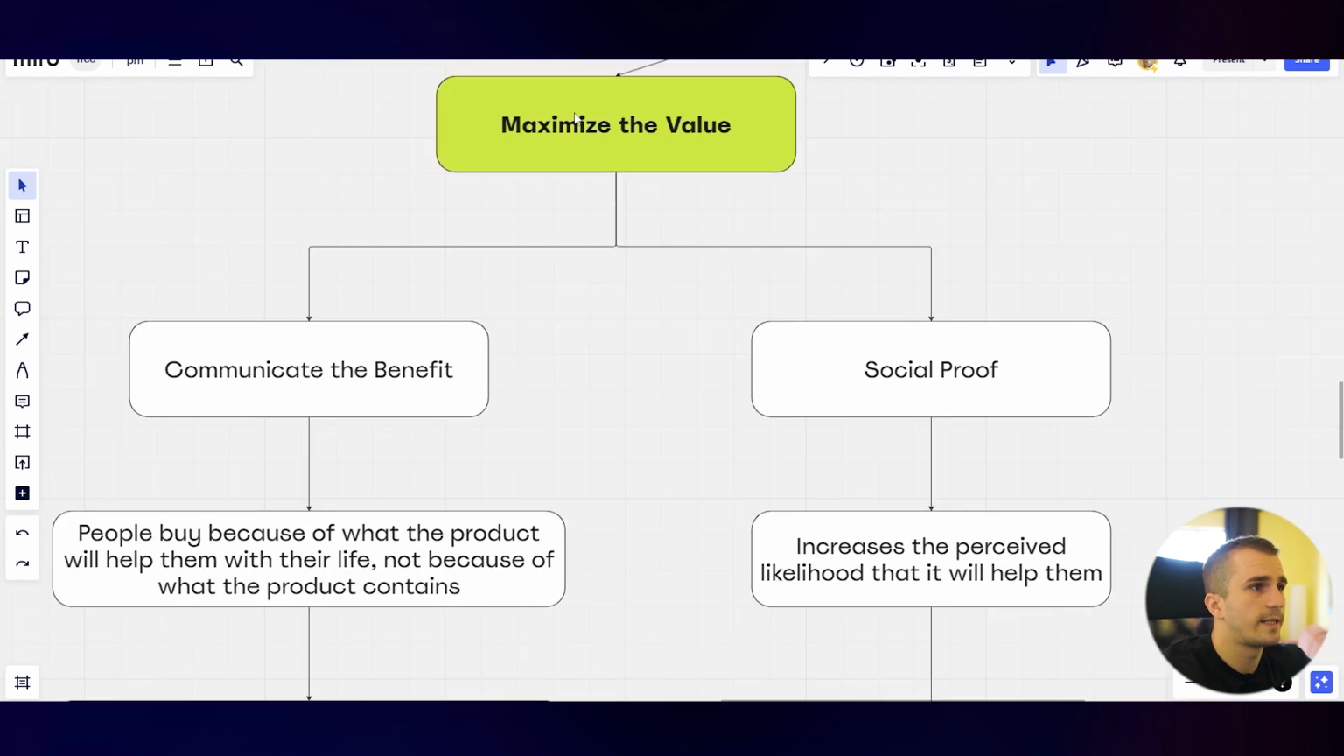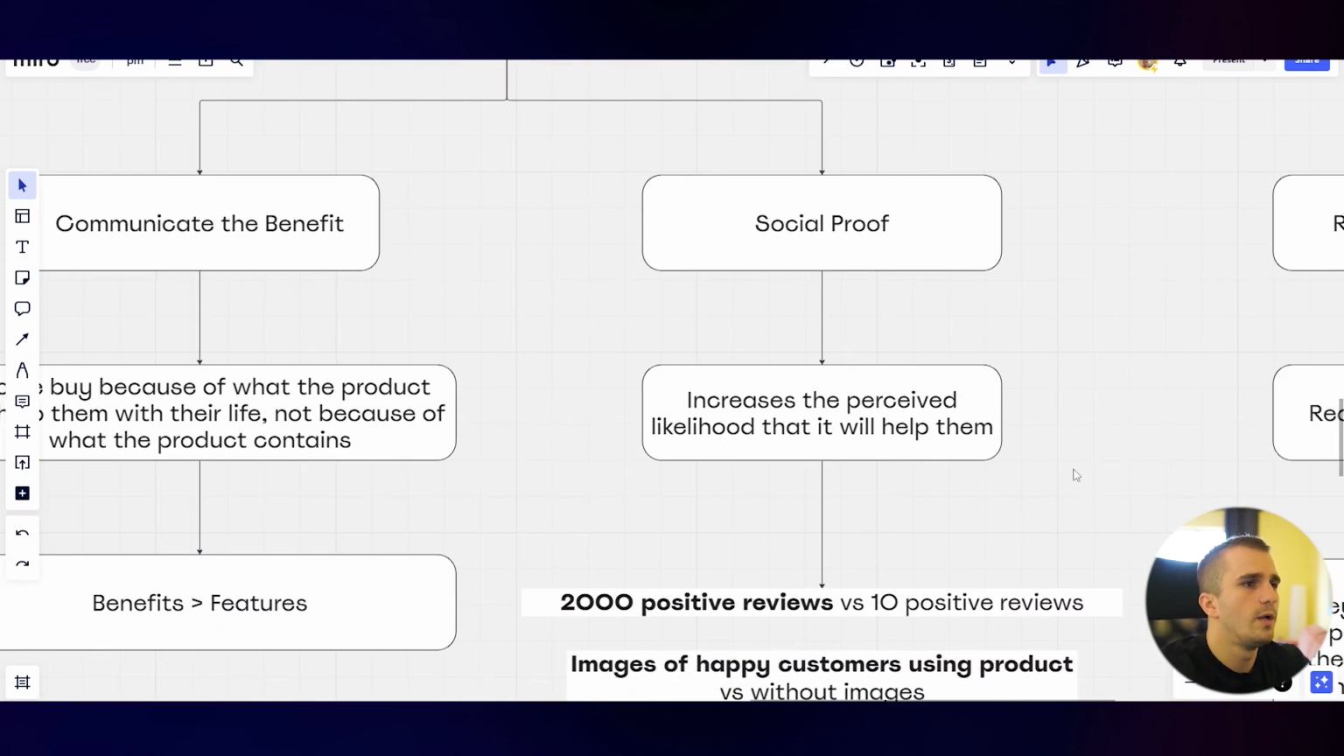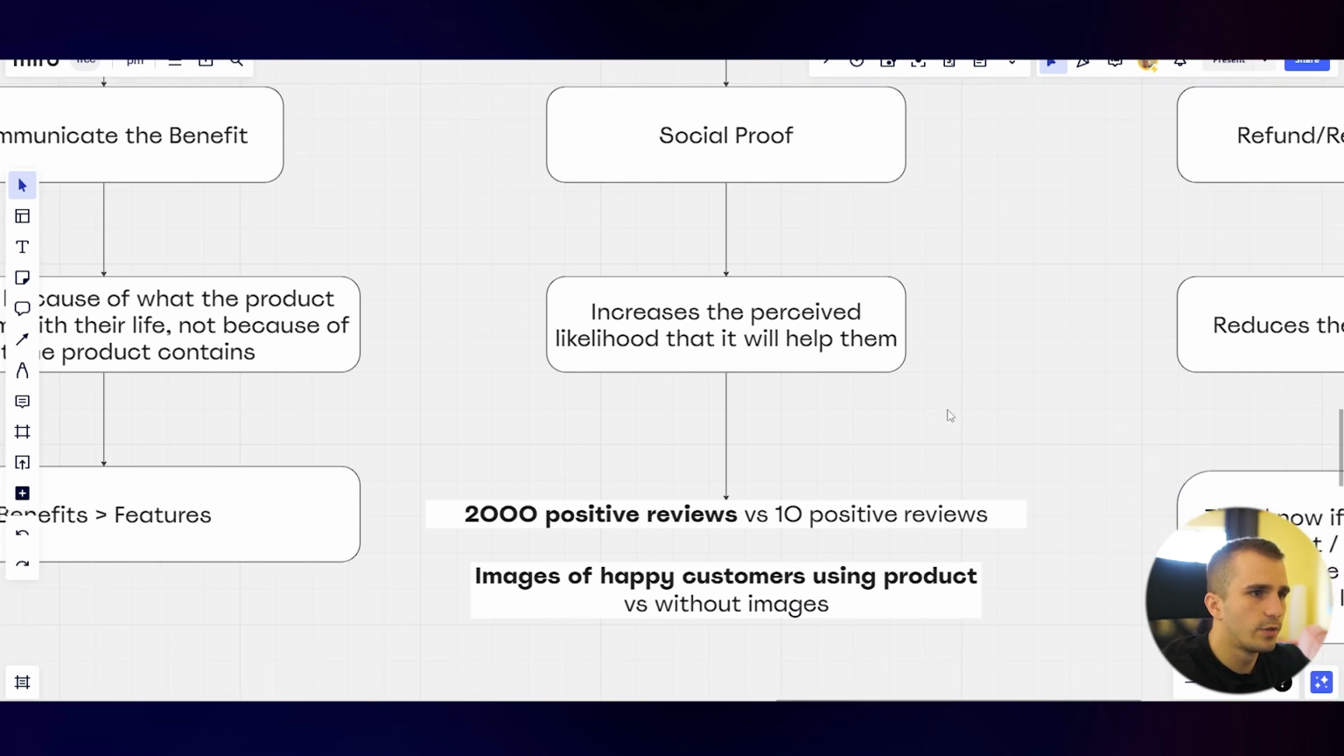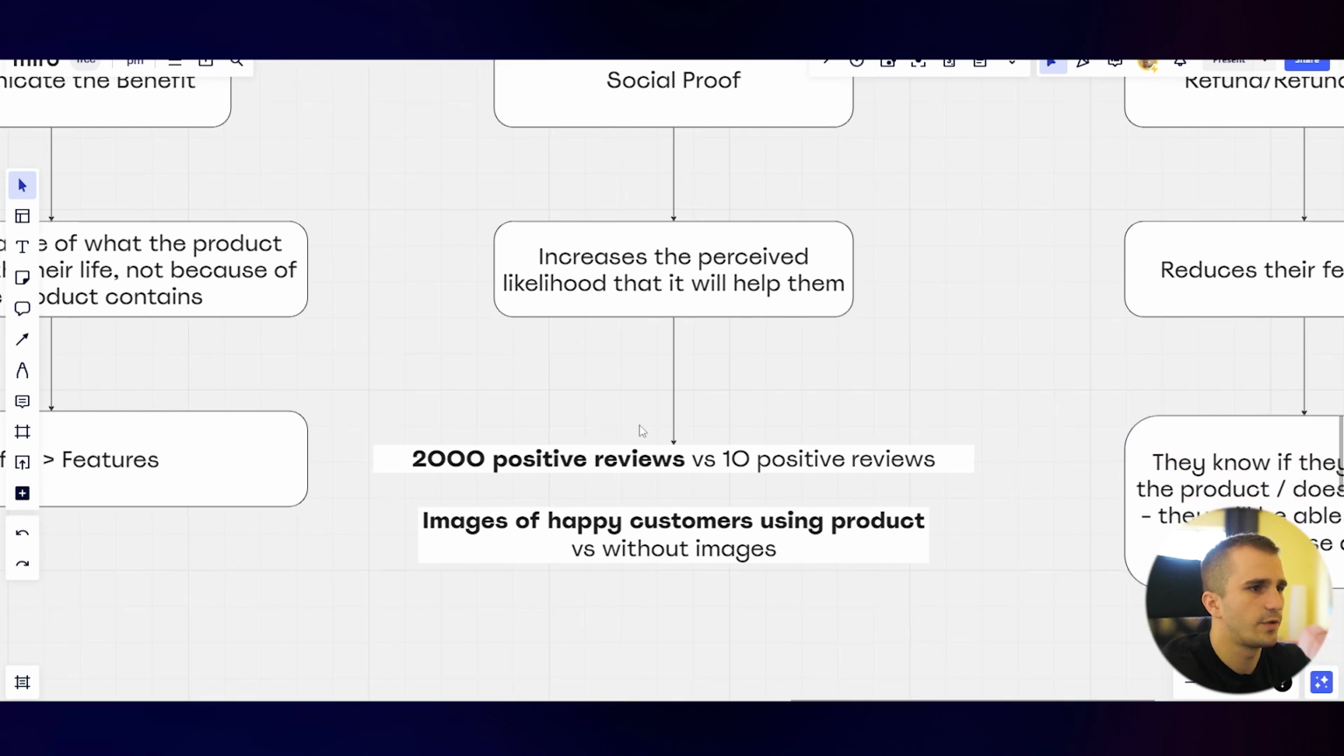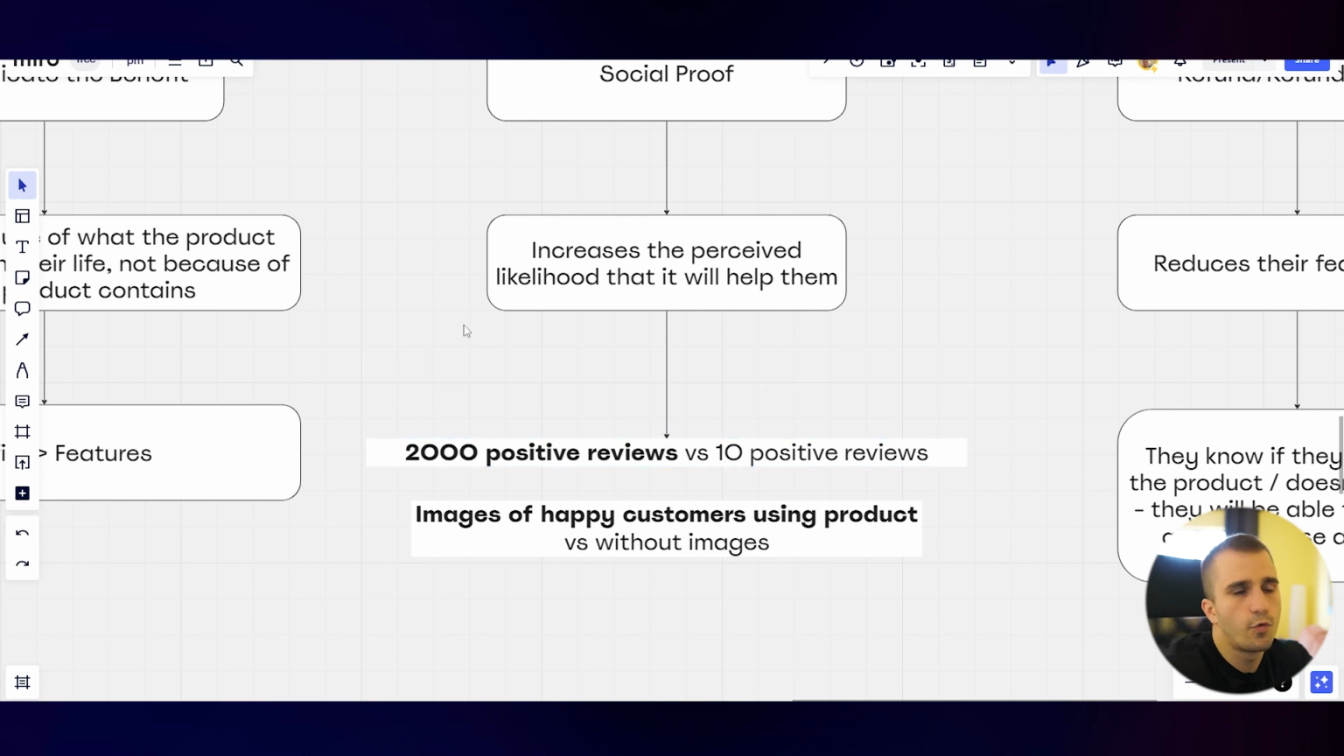The second thing that can maximize the value of your offer is the social proof. So it increases the perceived likelihood that it will help them. So if your product has over 2,000 positive reviews, of course, the perceived likelihood that this product will help them with the benefit that they're looking for will be higher than if your product has 10 positive reviews.